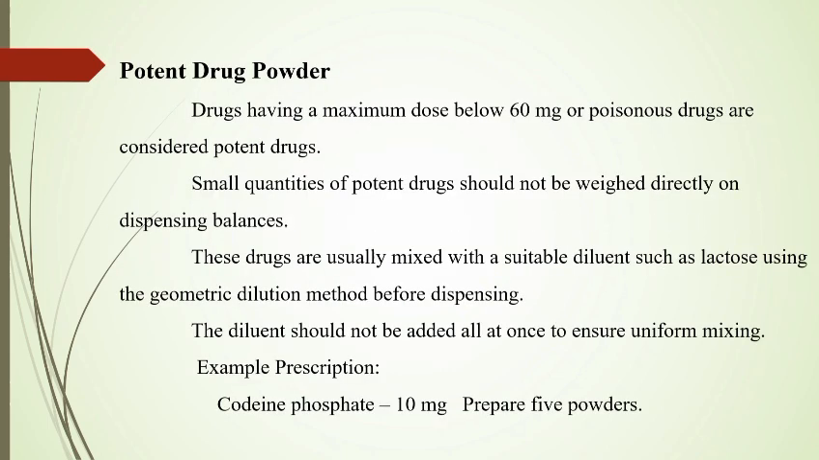At last, we are going to see about potent drug powders. The drugs having maximum dose less than 60 mg or poisonous nature are called potent drugs. For example, codeine phosphate, atropine, digoxin, etc. The problem in dispensing this type of powders is that the very small quantity cannot be weighed accurately.